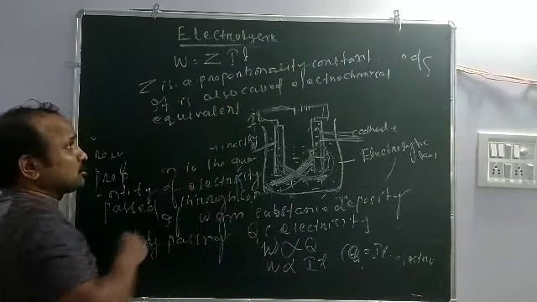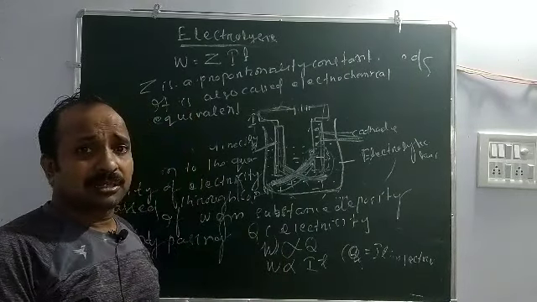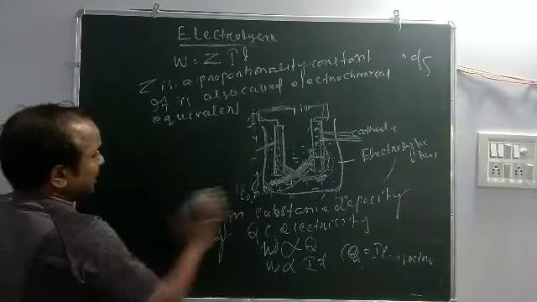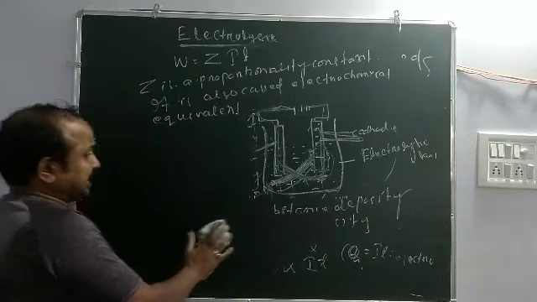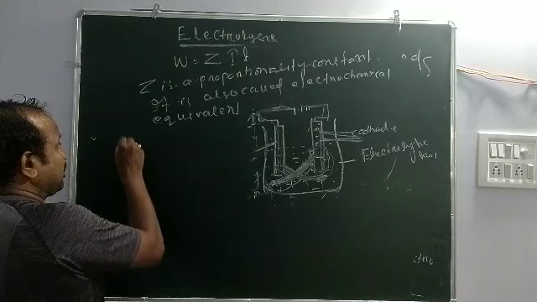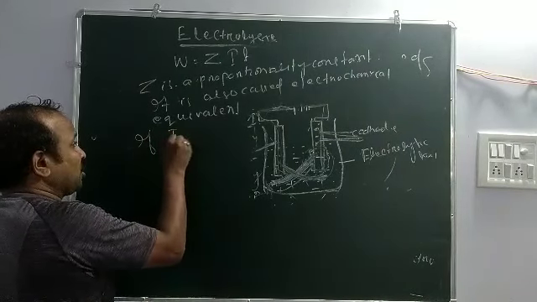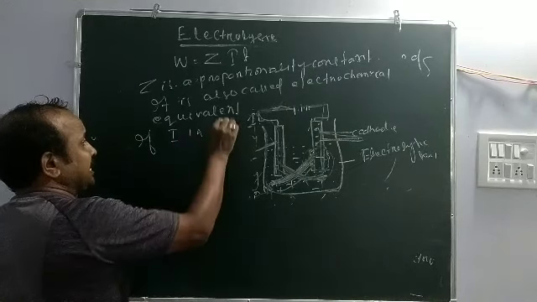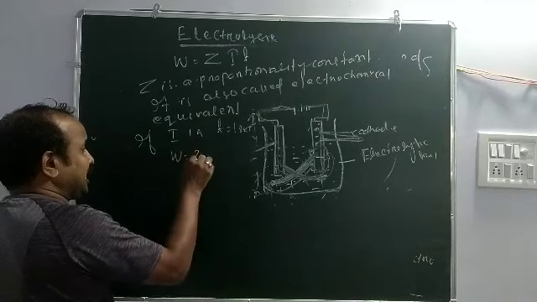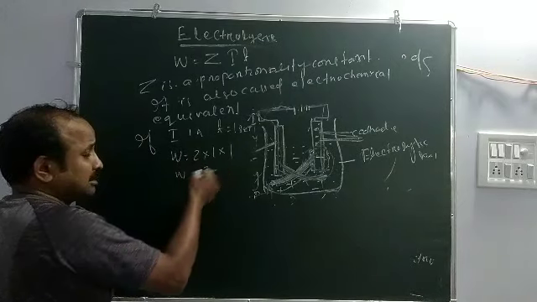It is also called electrochemical equivalent. You know that W equal to ZIT. If I equal to 1 ampere and T equal to 1 second, then W equal to Z into 1, or W equal to Z.